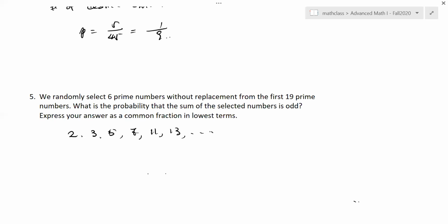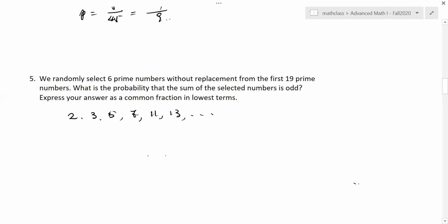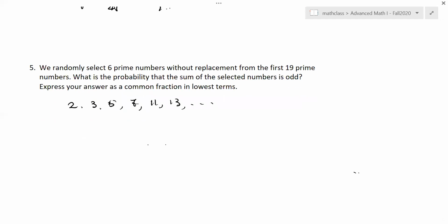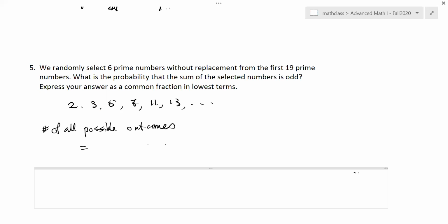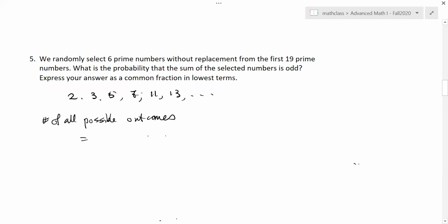Okay, so anyone has answers now? All right. First of all, you have 19 prime numbers. You don't need to list all of them, in my opinion. There's no need to list all of them. So the number of all possible outcomes. You have 19 prime numbers. Don't waste time writing down all of them. I just write a few of them at the very beginning.